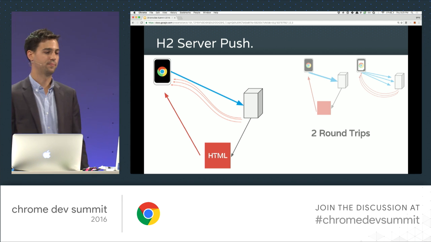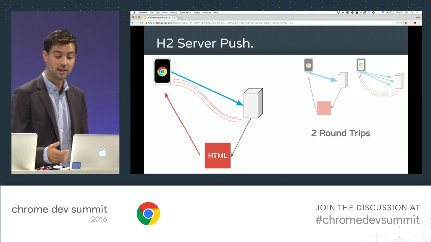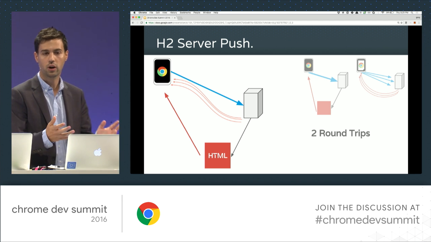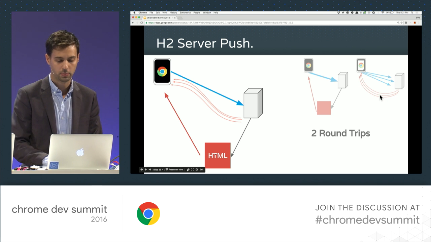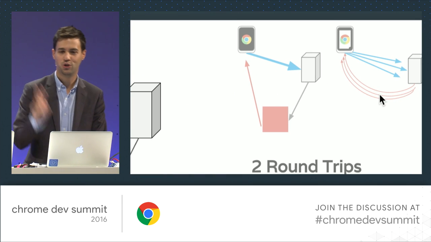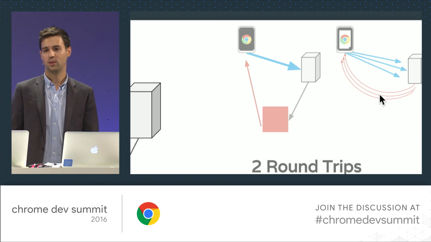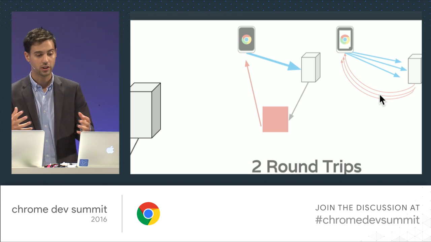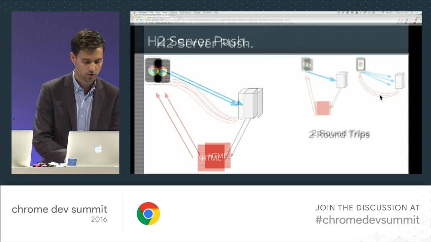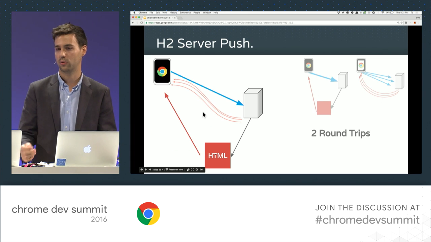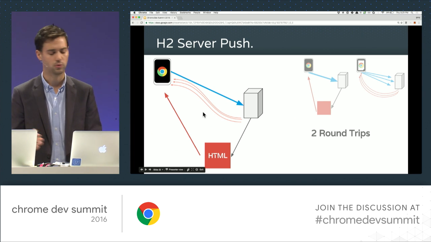So here, just take them. And when you finally need them on the client side, well, they're already there. This compared to the previous approach that we were doing, which was 2 round trips, which was get the document, scan the document, request all of the critical assets, and then we can paint. So in this case, the server is pushing the assets to us. It changes who's responsible for what.